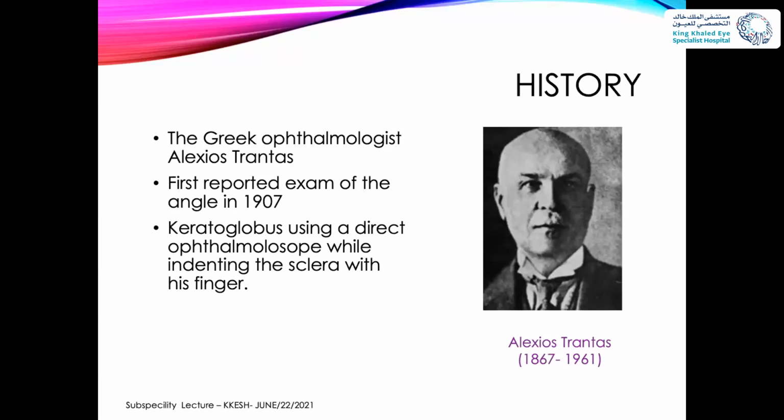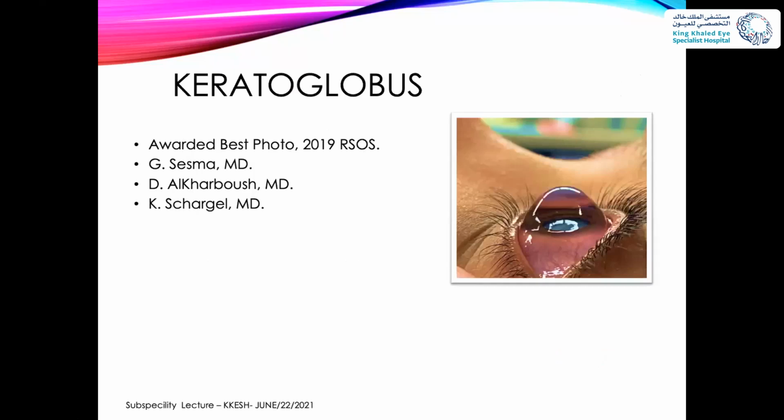So in history, gonioscopy was first discovered by the Greek ophthalmologist Dr. Alexis Trantas, who discovered the angle could actually be visualized in a patient with a severe steepening of the angle, an eye that was a keratoglobus, and he was only able to evaluate the angle while indenting the sclera with his finger, and this was back in 1907. And this photo was actually awarded back at the RSOS conference in 2019, and credits to all my colleagues.